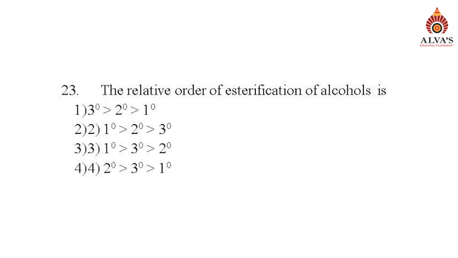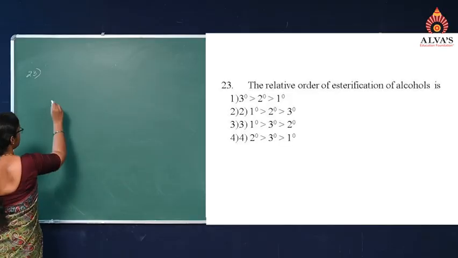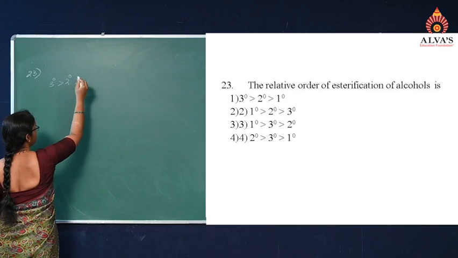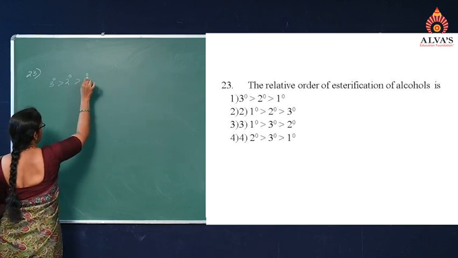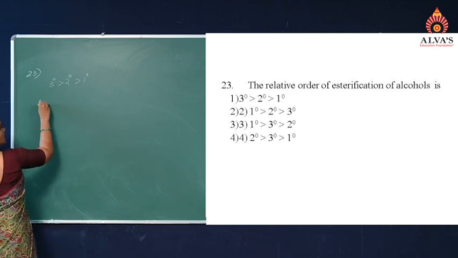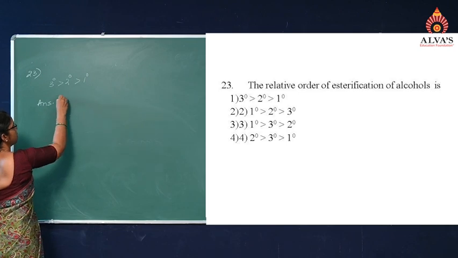Relative order of esterification of alcohols. Now, when we talk about esterification reaction, then always remember that reactivity of alcohols depends on the type of carbon, and hence always tertiary alcohols react faster than secondary, will be reacting much faster than primary because it involves cleavage of C-OH bond. So reactivity will be faster in case of tertiary alcohols and slowest in case of primary alcohols. As a result, answer for this question is option 1.